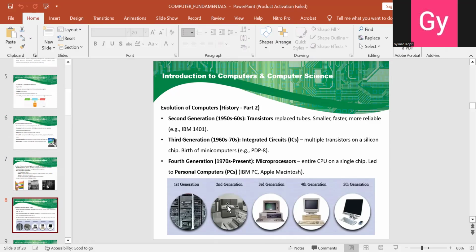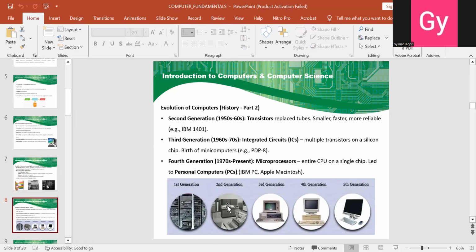So we go to the third generation. That was between the 1960s to the 70s. Here we were using integrated circuits instead of transistors. As I said, there's a difference. I have to come to class and show you. There's a difference between a transistor and an IC. IC is an integrated circuit. Most of you might have heard of it, and it came to replace the transistor-based computer.